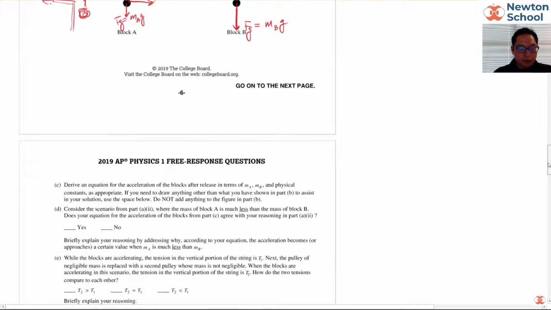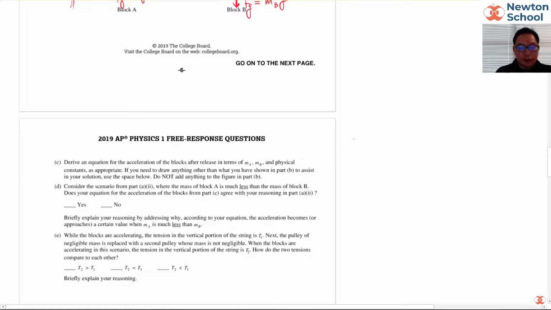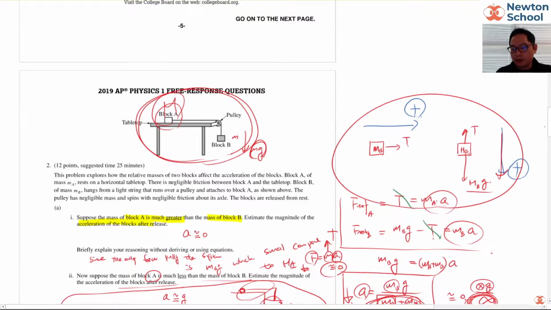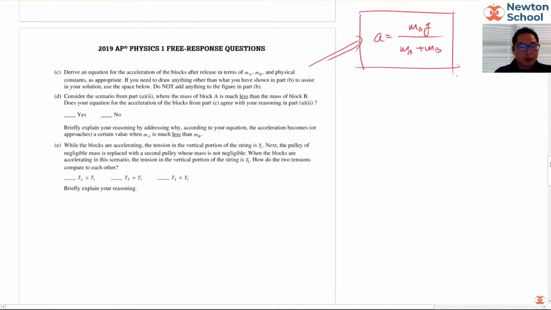Then derive the equation for the acceleration of the blocks after release. I think that's what we did. Acceleration eventually became m_B g over m_A plus m_B, right? And the derivation was here. If you need to draw anything other than what you have shown in the previous part, include it in your solution. I guess we did everything.